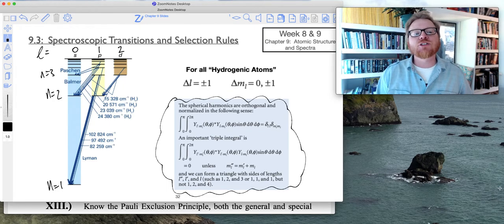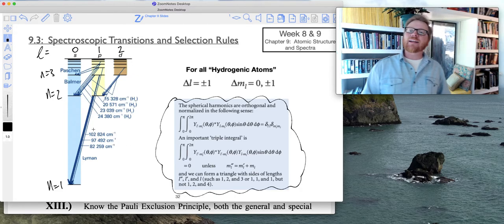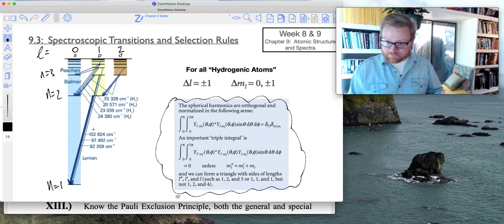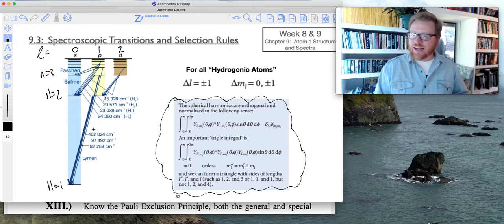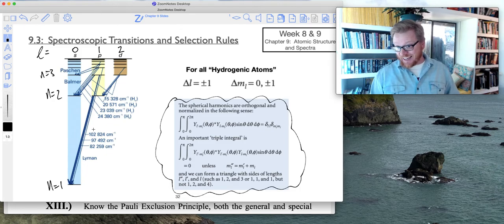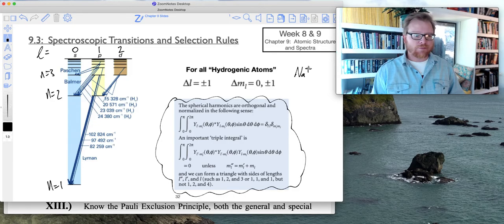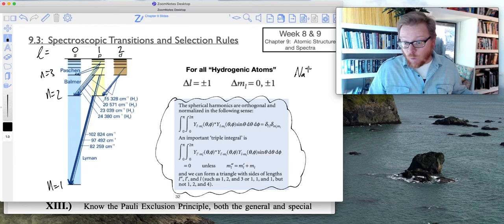And so for hydrogen, this is really hard to work out. But when you look at things like sodium or magnesium or calcium or other common elements that are hydrogenic in nature, and by hydrogenic, like sodium plus, right? It's a full shell, okay? Then it works really well, and we can observe these quantum numbers.